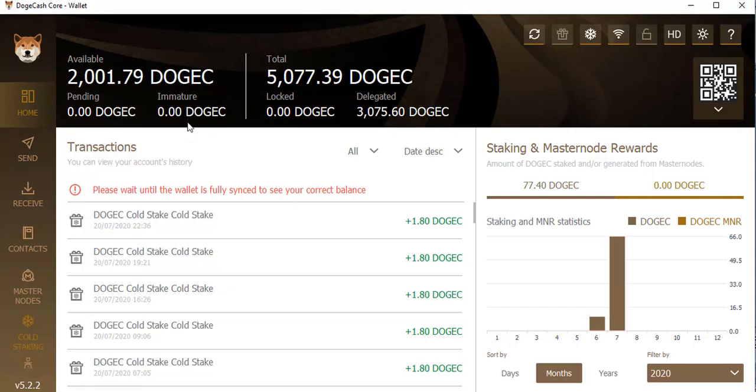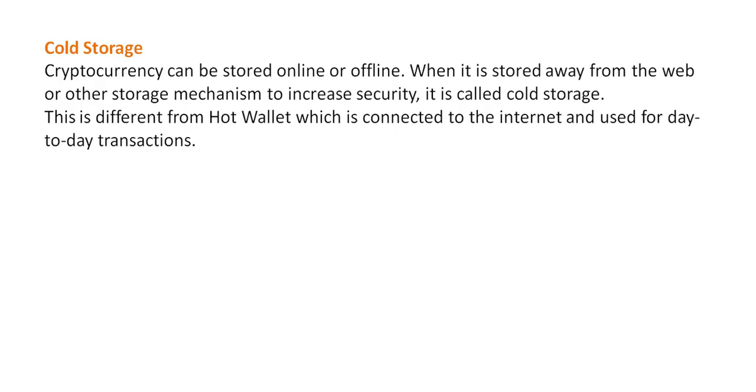So you can send, you can receive here, as the case may be. Then we have cold storage. Now, cryptocurrency can be stored online or offline. When it is stored away from the web or other storage mechanism to increase security, it is called cold storage. This is different from a hot wallet, which is connected to the internet and used for day-to-day transactions.